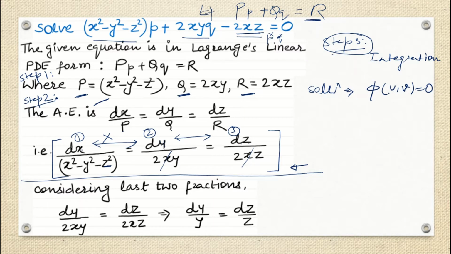Fine. I am able to get it by grouping the second and third fraction. So considering the last two fractions, and this 2 also gets cancelled. So finally we got dy by y equals dz by z. Fine. So I can write here the simplified form. So here my step number 2 is done. Fine. So what is my step number 3?